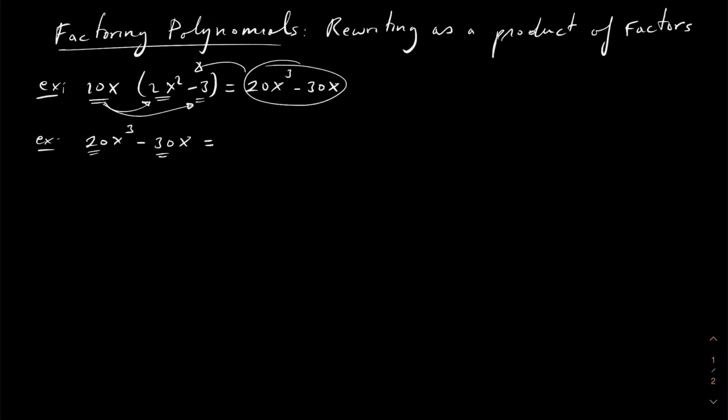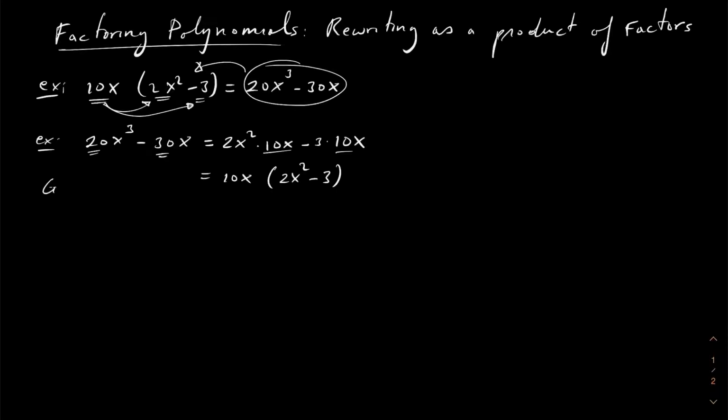And so I'm going to have 20x cubed written as 2x squared times 10x, and negative 30x written as negative 3 times 10x. Since I see that 10x fits on both of those terms, I can put it out as a common factor. So I'm going to have 10x on the side, and in the parentheses, I'm just going to put whatever is left after I take the 10x out. That means 2x squared minus 3. Right? So this is what factoring means. Factoring means to go backward.